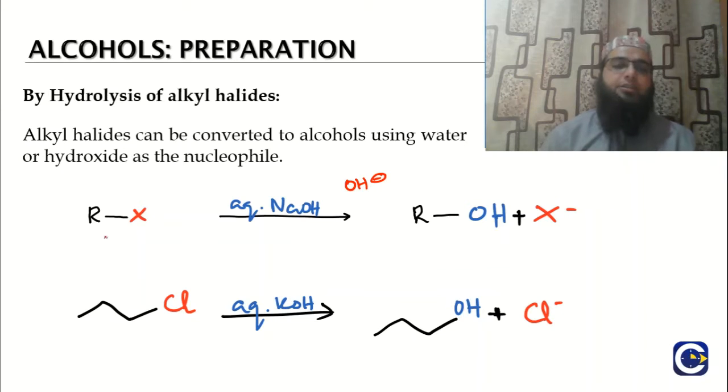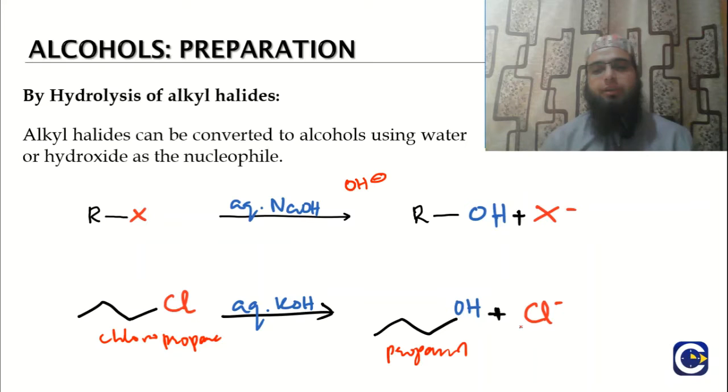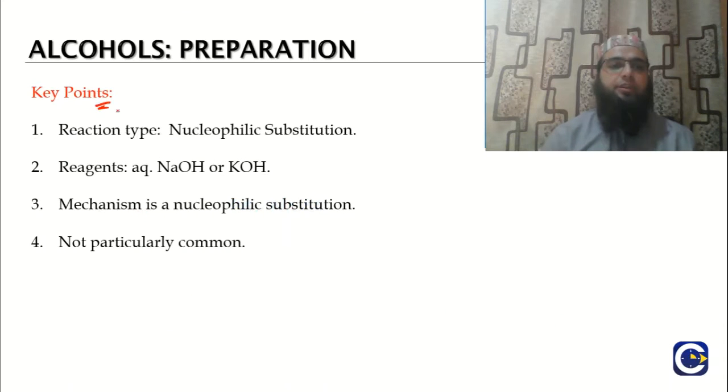This is a general example of the reaction, and this is a particular example. This is chloropropane, and we get propanol from it. So this is the general representation of the reaction, with a simple example. Some key points of the reaction: the hydrolysis of alkyl halides is a nucleophilic substitution reaction.